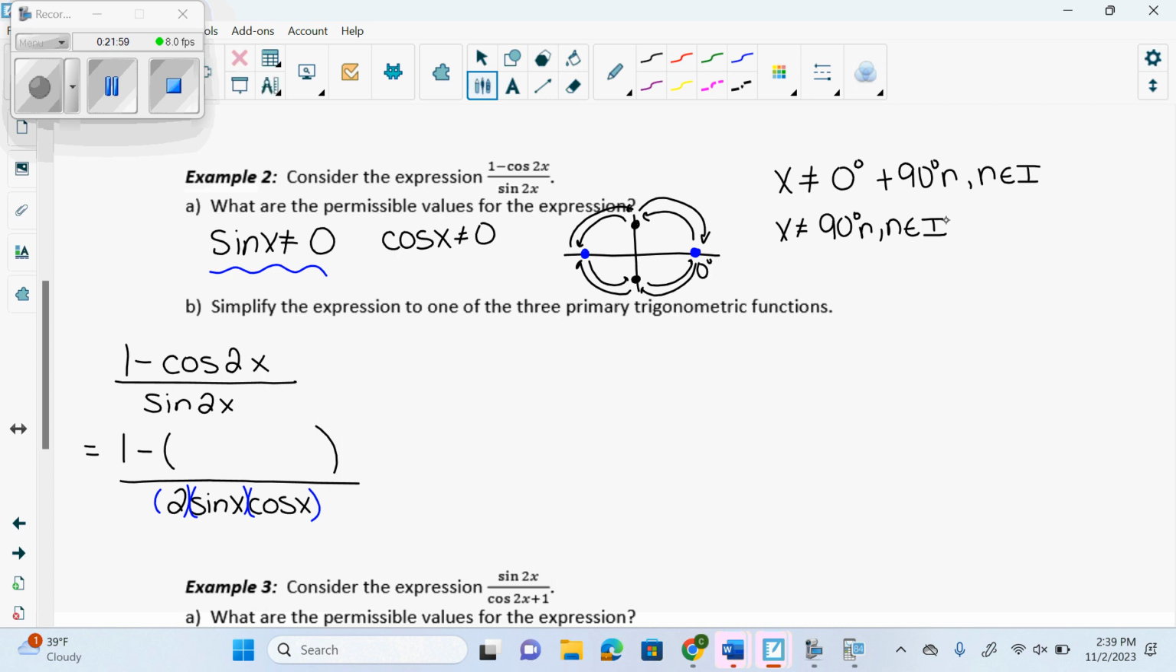Now I know that this cos 2x needs to get replaced. The problem with cos 2x is there are 3 formulas. And here it says simplify the expression to one of the 3 primary trig ratios, or trig functions. So that's sine theta, cos theta, or tan theta. Those are my options.